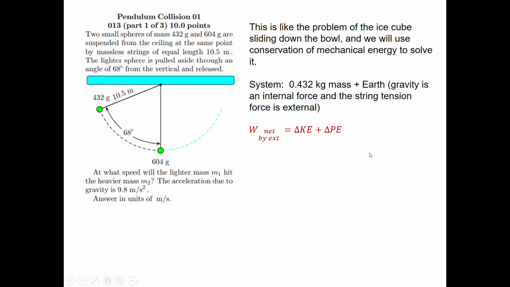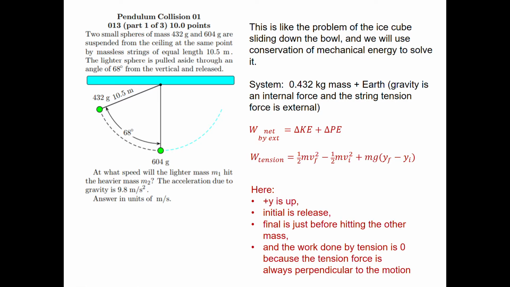So let's apply our old friend. The net work done by external forces to the system equals delta KE plus delta PE. In this case, the only external force, if we're ignoring air resistance, which seems reasonable here, that might have done work is the string tension on moving parts of the system, and the string tension does 0 work as it goes from the initial to the final state, because the string tension is always pulling on the ball in the direction perpendicular to its motion at every instant in time.